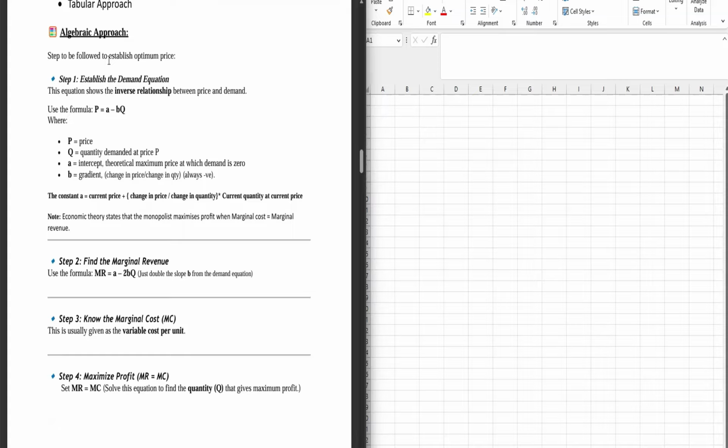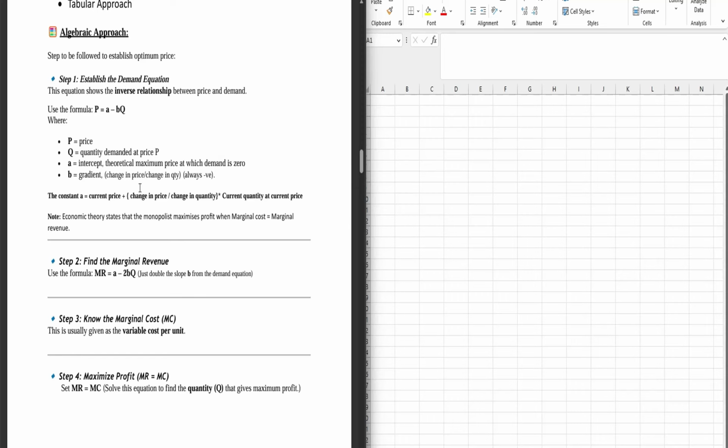Obviously, if we charge a very high price, our demand will be 0. Whereas B is the gradient, that means the change in the price divided by the change in the quantity. It is always negative, but while performing the calculation, we ignore this negative sign. And if we know Q, P and B, we can easily find out A, the theoretical maximum price where our demand will be 0.